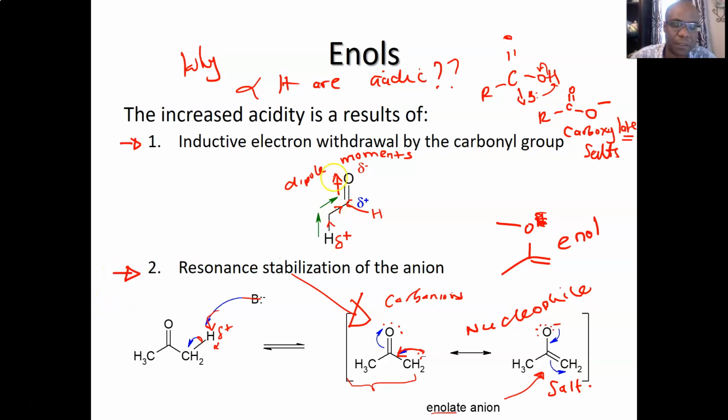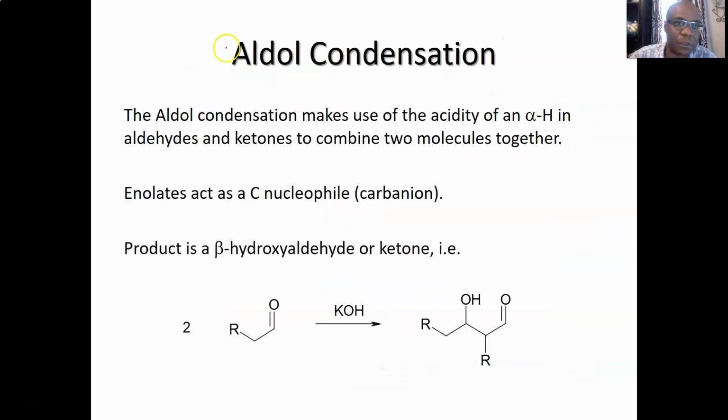One reason is dipole moments, which cause inductive electron withdrawal through the bond. The second reason is that once you take out the alpha hydrogen, the salt that you make is resonance stabilized. So with that foundational information of making enolates, we are now ready to do reactions. We just said that you can do resonance stabilization here from the carbanion to the enolate.